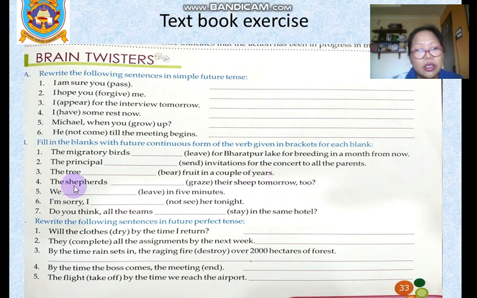Fourth, it's a question, interrogative question. The shepherds graze their sheep tomorrow too. Will the shepherds be grazing? We use the verb ing form. So will the shepherds be grazing the sheep tomorrow too?